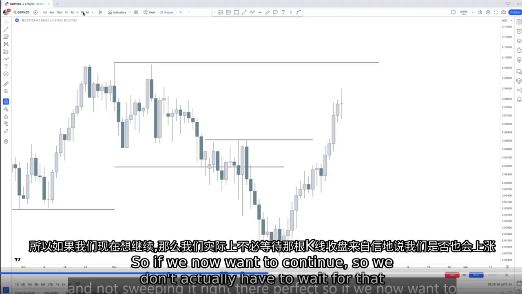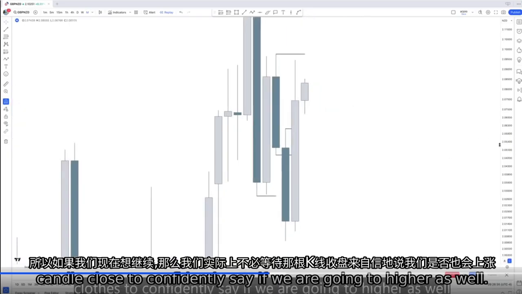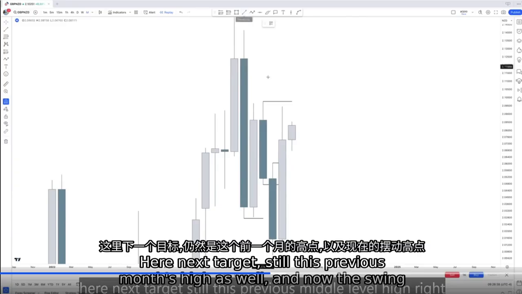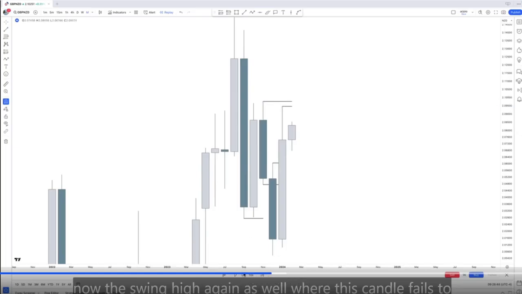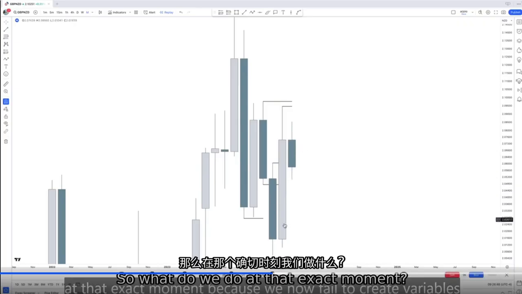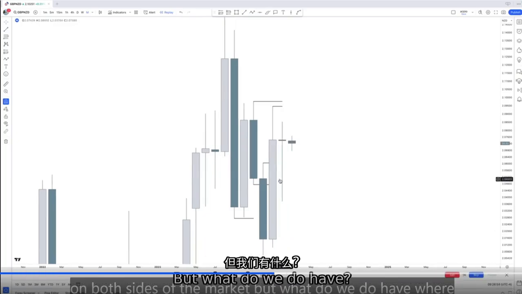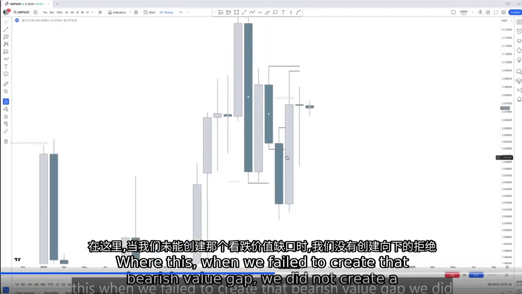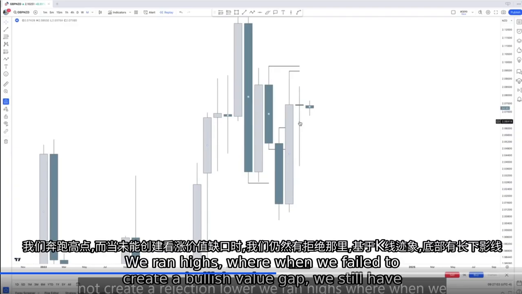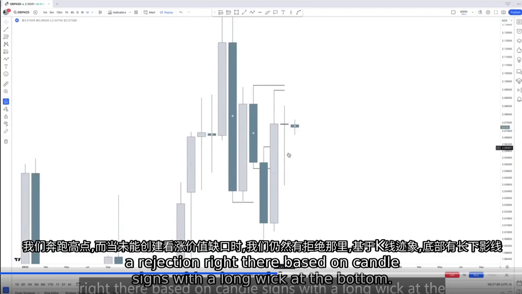Perfect. So if we now want to continue, we don't actually have to wait for that candle close to confidently say if we are going higher as well. Next target is still this previous month's high, and now the swing high again, where this candle fails to create a fair value gap higher right there. So what do we do at that exact moment? Because we now fail to create fair value gaps on both sides of the market. But what do we have? When we failed to create that bearish fair value gap, we did not create a rejection lower. We ran highs. When we fail to create a bullish fair value gap, we still have a rejection right there, based on candle signs, with a long wick at the bottom.